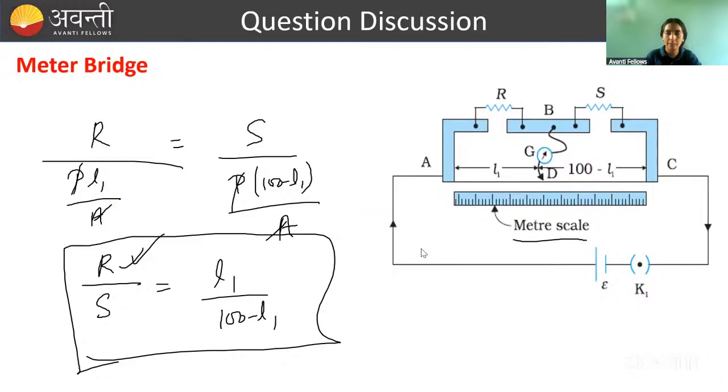I hope you people have understood it. Anyone having any doubts so far in any of this? Then let me know. No? Then we will move on with the ammeter and voltmeter. They are very important. We will deal with that.